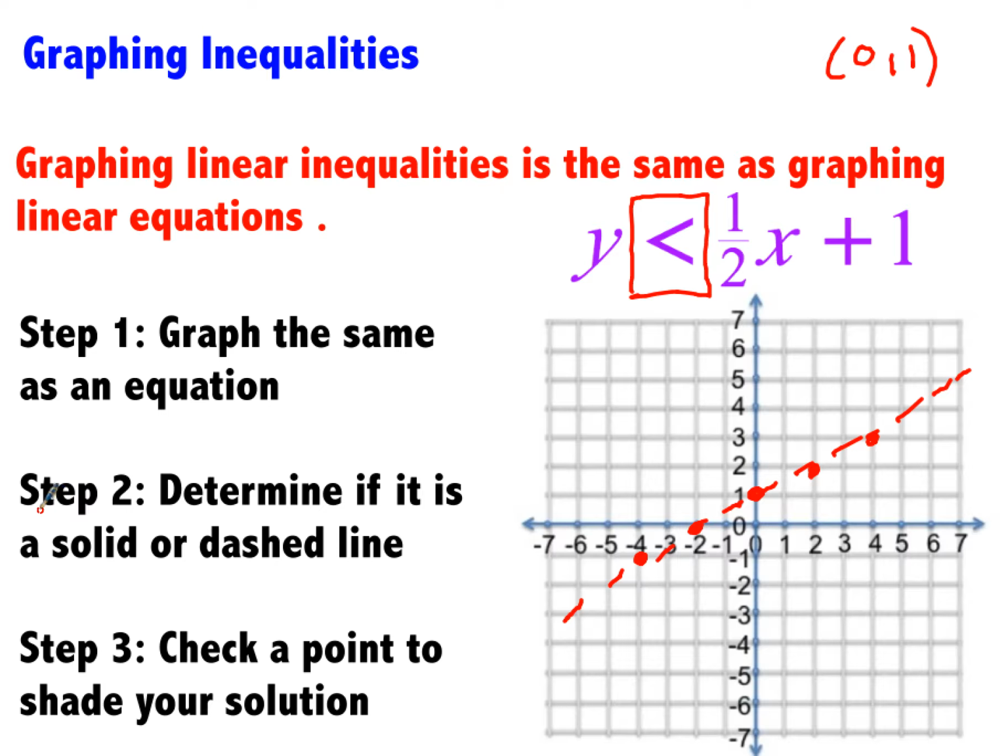So that's step 2. So we used a dashed line. Okay, so that's one of the differences with inequalities. The final step is we need to check a point and shade our solution. So here's what I mean by that. So with an inequality we're saying y is less than all of this.